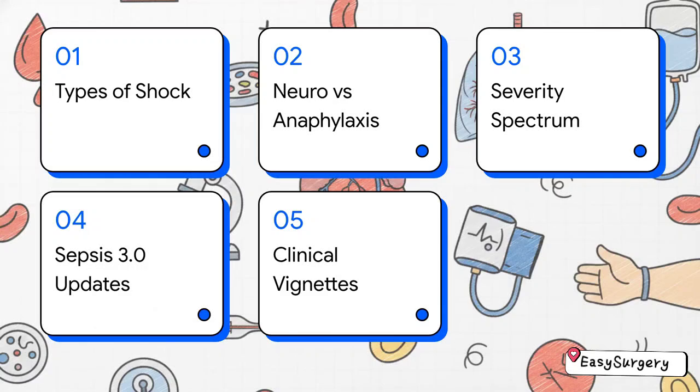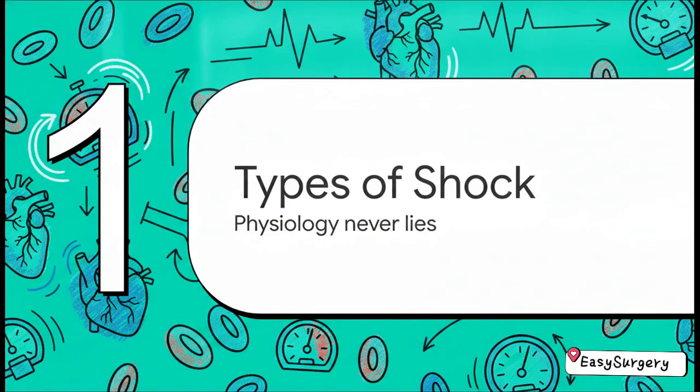Here is exactly what we're covering today. Decoding types of shock, neurogenic versus anaphylactic shock, the sepsis severity spectrum, sepsis 3.0 and resuscitation, and we'll wrap it all up by solving clinical vignettes together. All right, Section 1, Decoding Types of Shock. Let's get right into it.